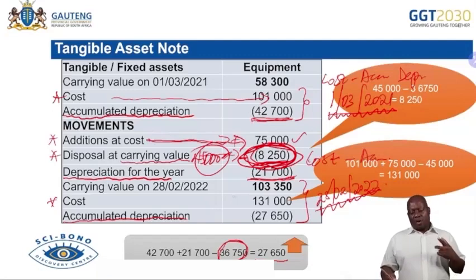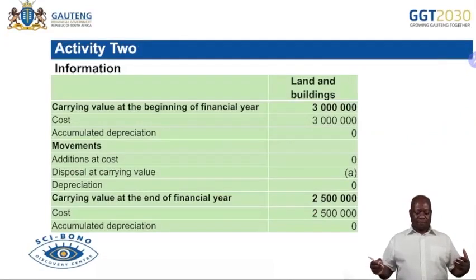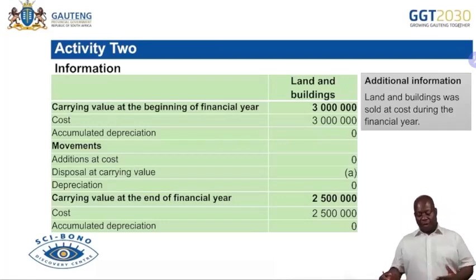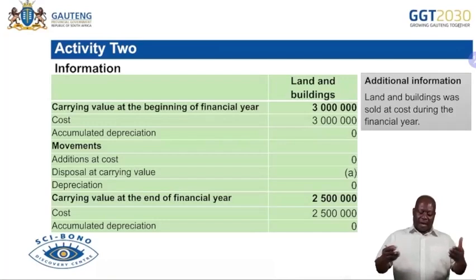Now, on the next activity, I'm not going to say much. I'm just bringing it to you. And the instruction is, find for me the missing link, which is A. Can you see A? Disposal at carrying value. What is there? They are saying we started the year with land and buildings with a value of 3 million. If you check, when it comes to land and buildings, the cost is always equal to the carrying value, right? Why? Because there is no depreciation.